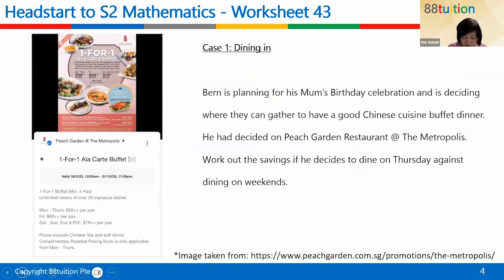What is the first question like? We are talking about dining in. Now, I'm not too sure if you can see this because some of you are using a larger screen. If you are using an iPad, then you get a smaller screen, but if you can pinch in, then you just enlarge. Now this is the case here. Dining in means not take away. Bern is planning for his mom's birthday celebration, and he is deciding whether they can gather to have a good Chinese cuisine buffet dinner.